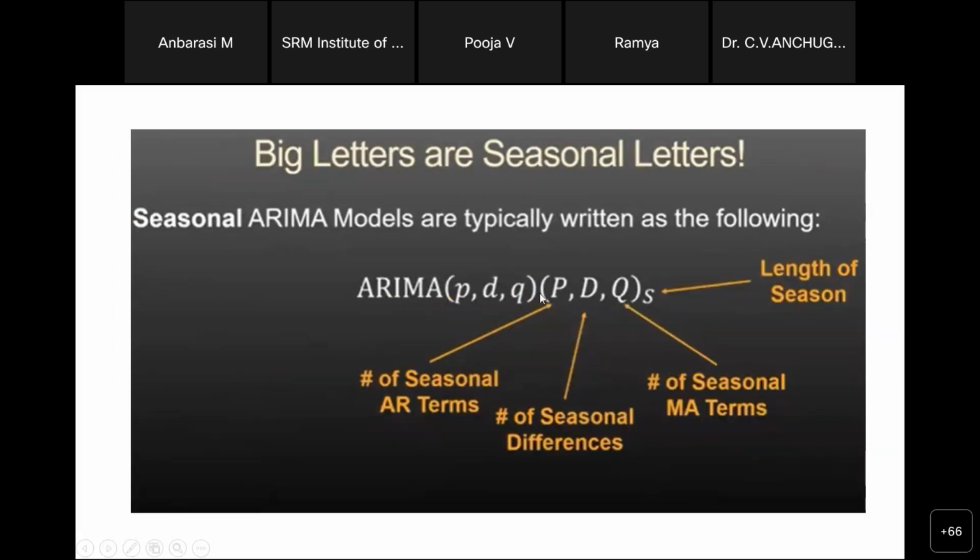Here, you already know the ARIMA model's p, d, q: the order of AR, the differences, and the order of MA, moving average. But here, these are the number of seasonal AR terms, the number of seasonal differences, the number of seasonal moving averages, and then the length of the season. Length of the season means, if it is 12, you can specify 12. If it is 4 seasons, you can specify 4. This is how we can specify it in the seasonal ARIMA model.